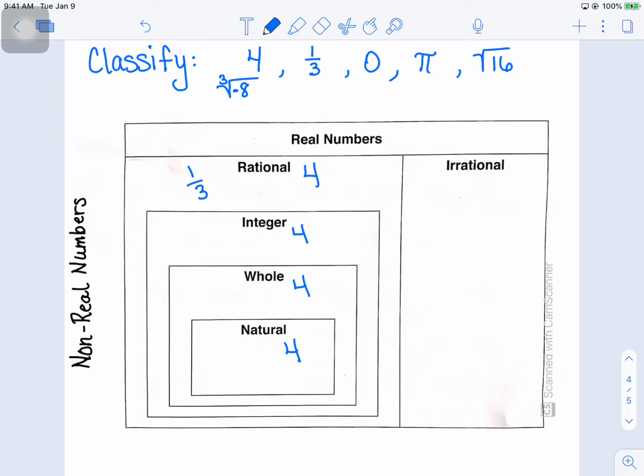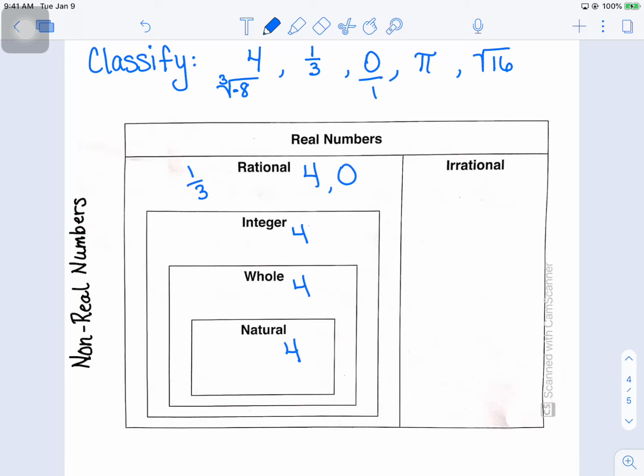Can 1/3 be considered an integer? No. If it cannot be considered an integer, it can't be a whole number and it can't be a natural number, so it stops right there at rational. Let's look at 0. Can 0 be written as a fraction? Yeah, we can put any number over 1, and that doesn't change it. It's still a 0, so it can go into the rational.